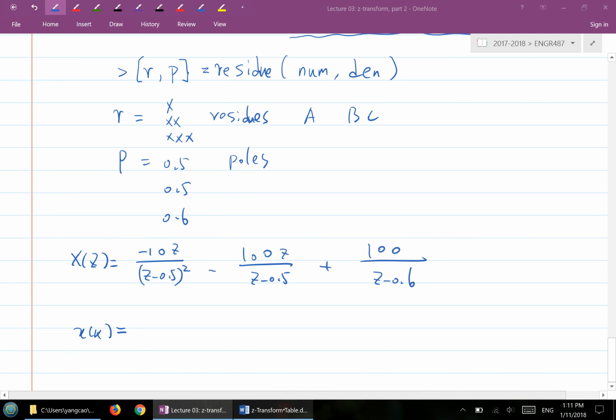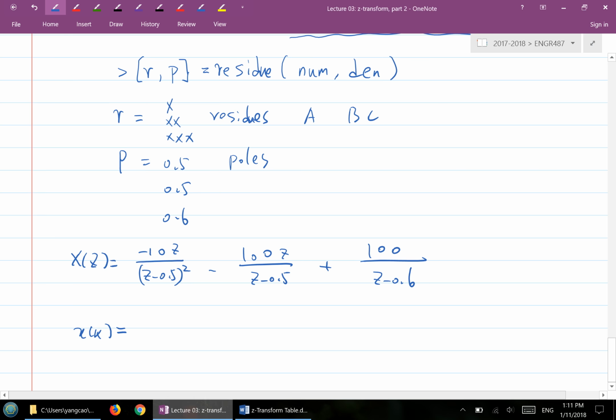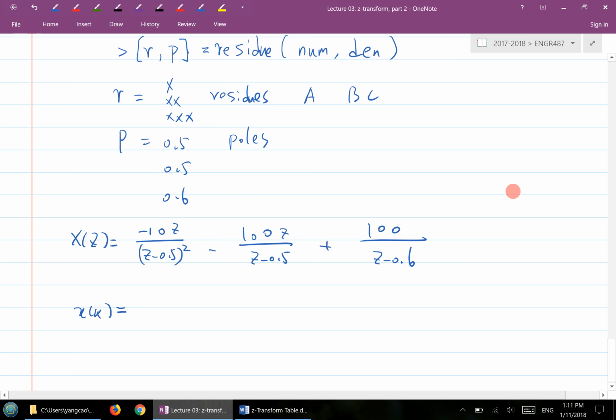So use the table to find the inverse Z transform. If I look at the table here, which one has Z minus? So here you got this one. You got Z divided by Z minus A to the power of 2, right? So you get this one here. The only thing is this term here has what? It has an A here, right? So you need a little bit of manipulation here. So let me manipulate this term a little bit before we write it down.